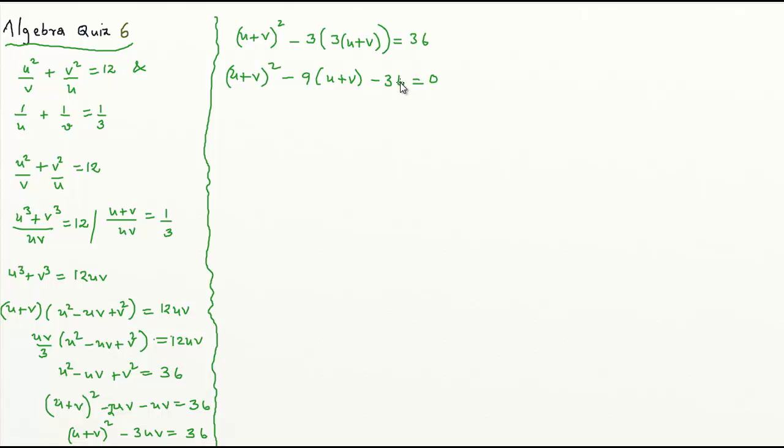So now I can substitute for u plus v as a new variable called x, and then I get x squared minus 9x minus 36 should be equal to 0. So from which I can solve for x as x is equal to 12 or minus 3, which means that u plus v must be equal to 12 or minus 3.